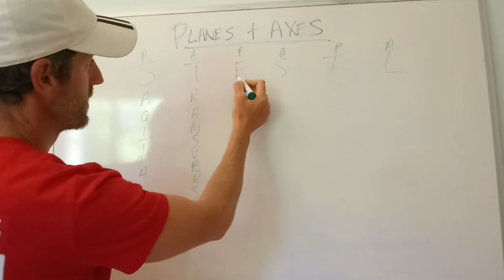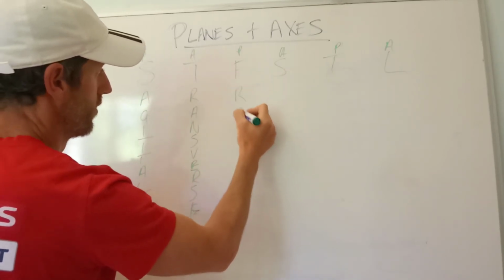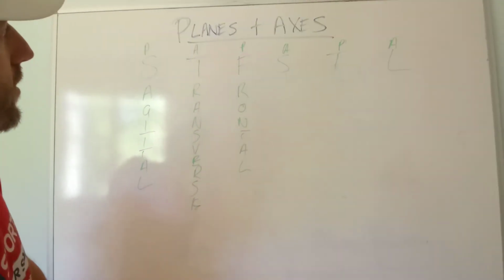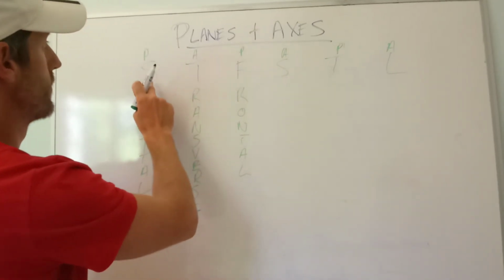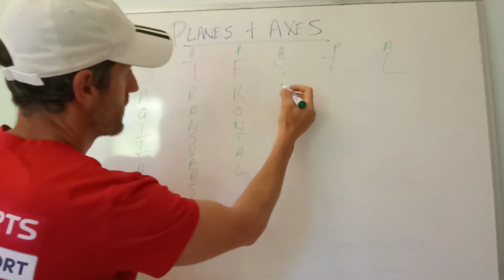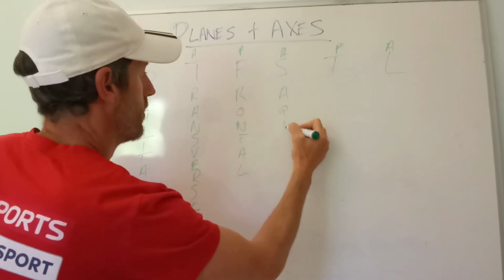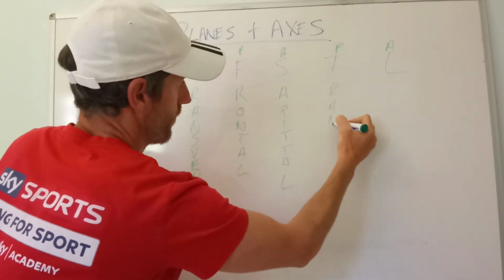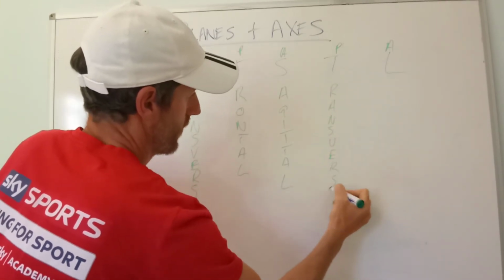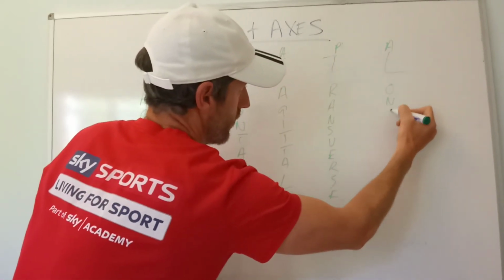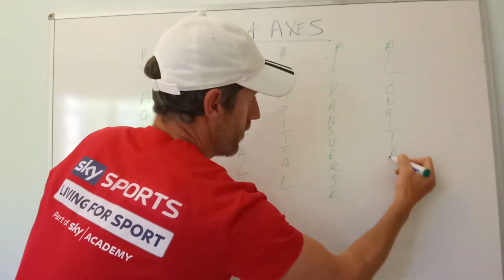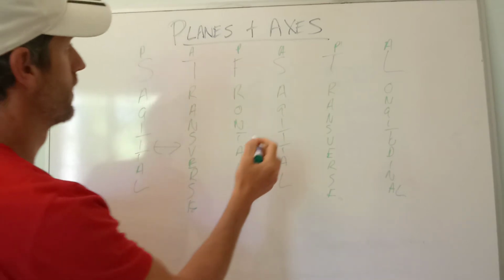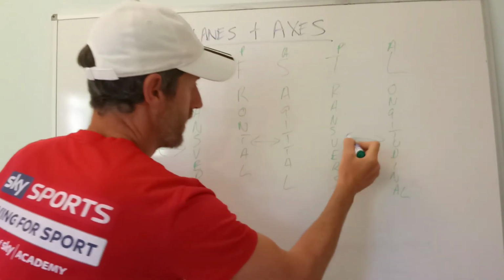The next plane is F, so F stands for frontal. Then we've got the axis, so we've got the S, which stands for sagittal. We've got the T, which stands for transverse. And L for longitudinal. Now these two go together, these two go together, and these two go together.